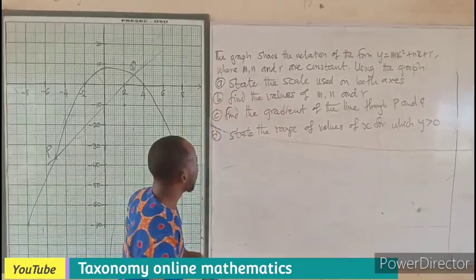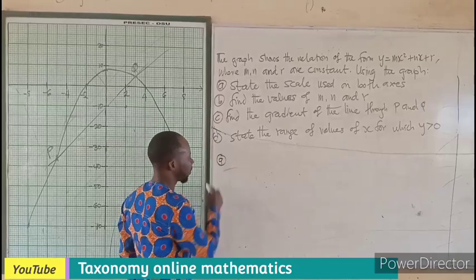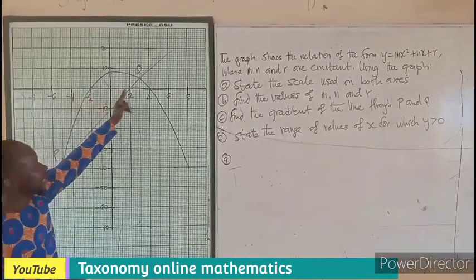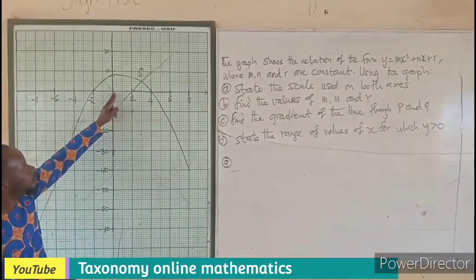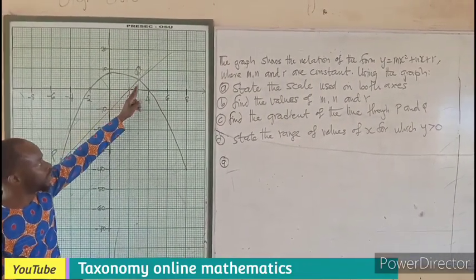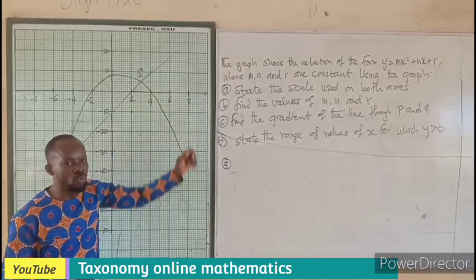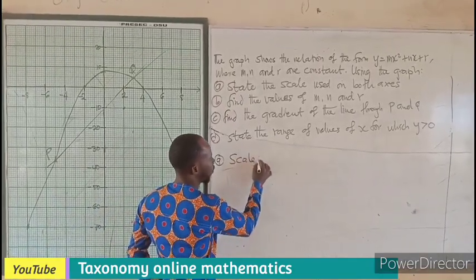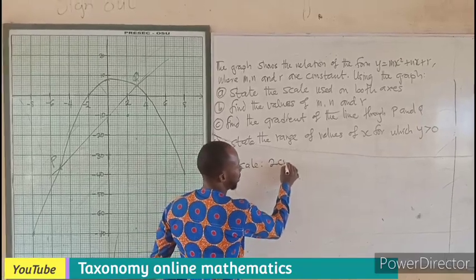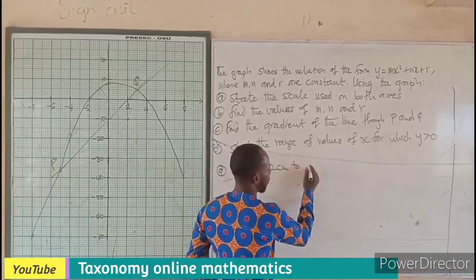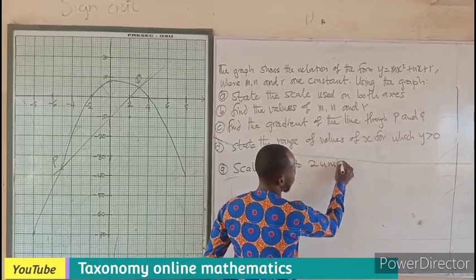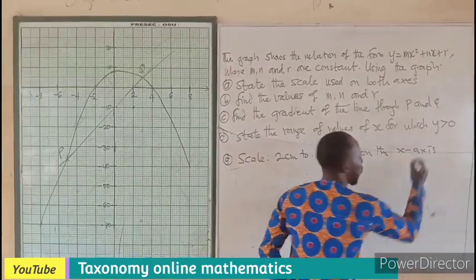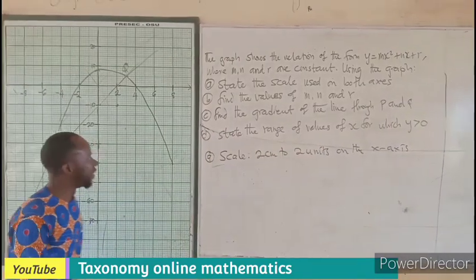First things first, we have to find the scale of the graph. If we look on the x-axis, you can see we are moving from 2 centimeters to 2 units. Each box is 2 units. So I'm going to say that the scale will be 2 centimeters to 2 units on the x-axis.